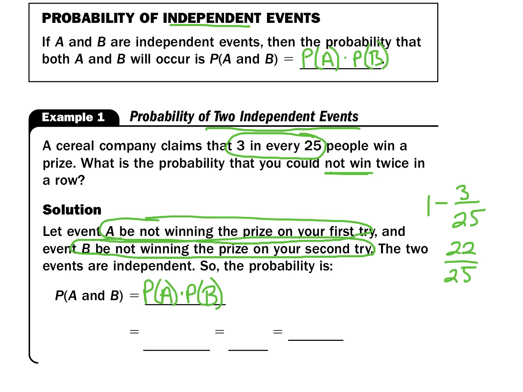And the probability of not winning on the second time is the same because the probabilities are independent of one another. So probability of A is 22 out of 25 times the probability of B, which is also 22 out of 25. So 22 times 22 is 484. 25 times 25 is 625. And 484 out of 625 gives us 0.7744.